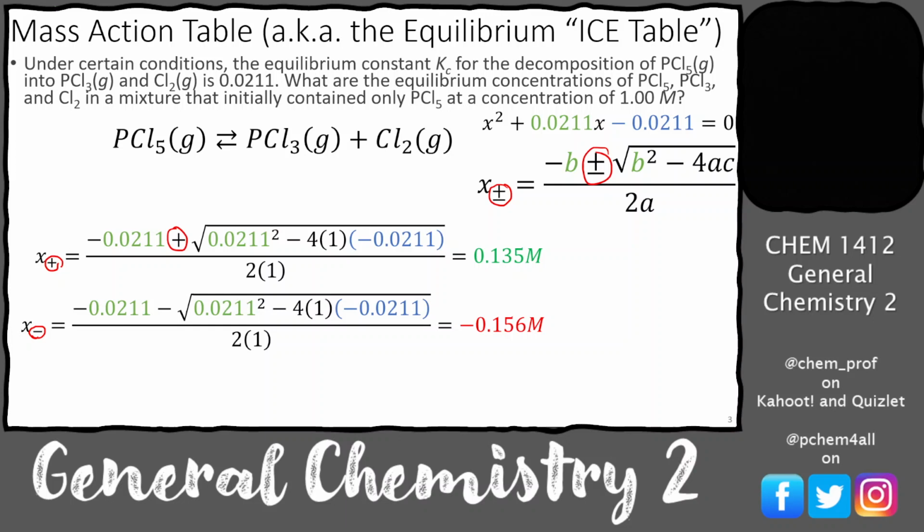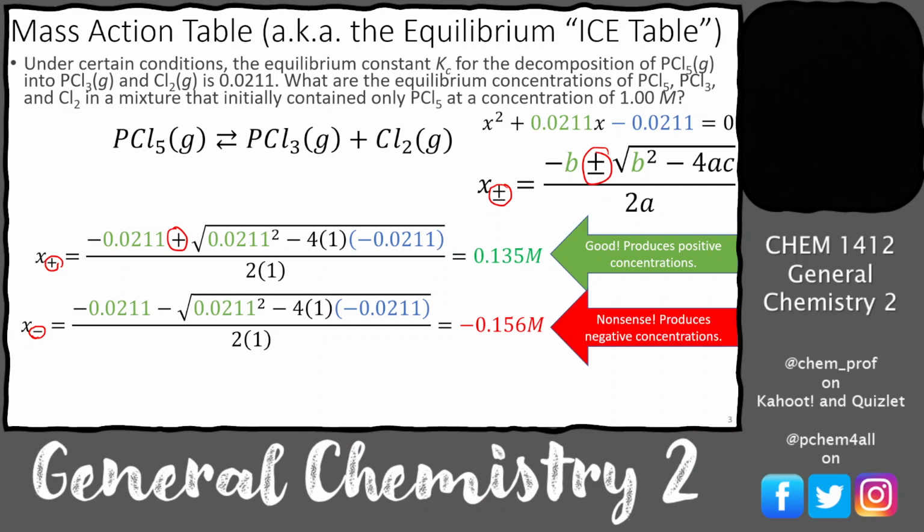And so you have to think about which answer makes sense and which one doesn't. This top one is good because it produces positive concentrations. If we put it back into that ice table and look to see what happens at the equilibrium row, we're going to have positive concentrations. If we use this one, it produces nonsense. We put that into the table and it produces negative concentrations. And so we'll see that in the next page, but I want to make sure you have time to write down the details.